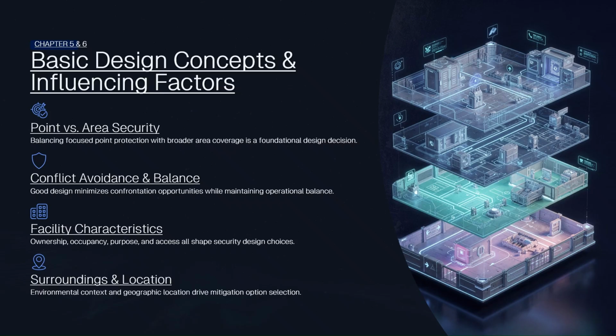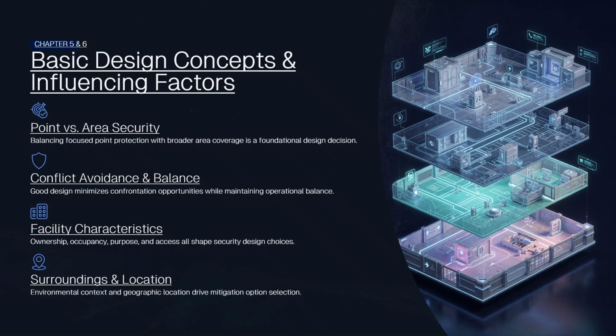Once risks are understood and performance metrics are established, the next step is designing effective physical security systems. Security design is influenced by several important factors. First is the concept of point versus area security. Point security focuses on protecting specific assets or locations, while area security addresses the protection of larger zones, such as buildings, campuses, or industrial facilities. Another important principle is conflict avoidance and balance. Security measures must provide strong protection without unnecessarily disrupting normal operations, employee movement, or customer access.